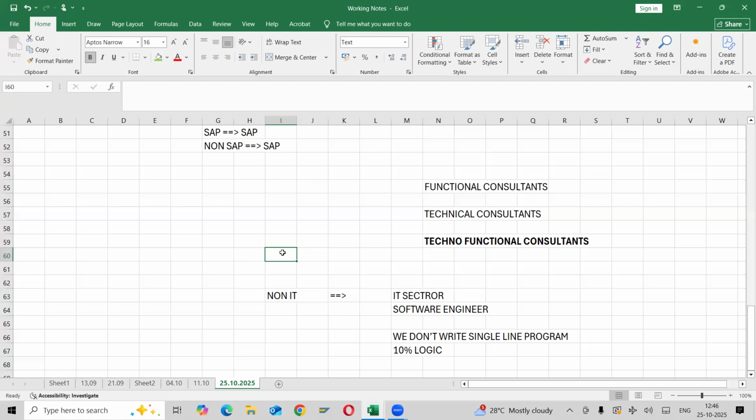But again, I'm telling you, the success mantra in the SAP environment, to change our technology from non-IT to IT, from end user to core consultant, is only based on your practice.